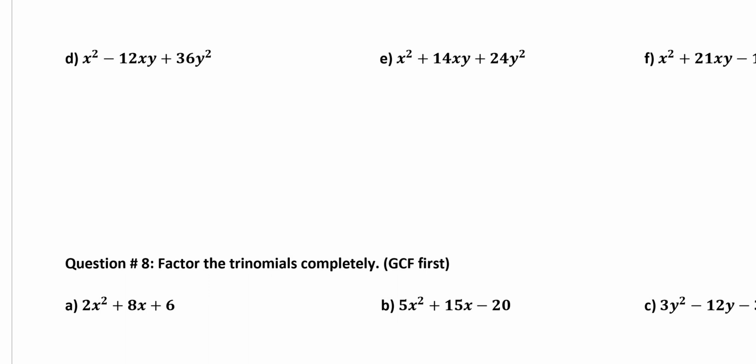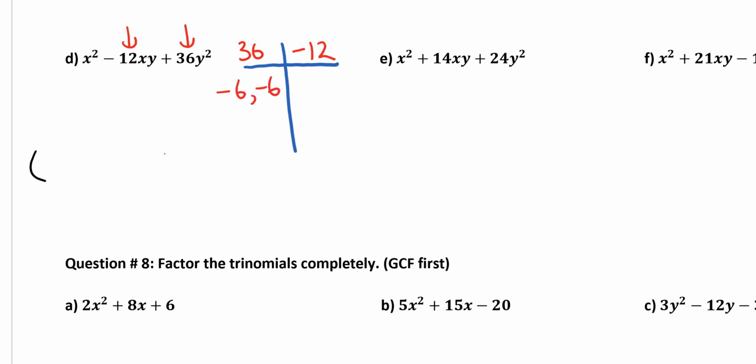For this polynomial here, there are three terms. So whenever there's three terms, I can set up a table here. My last number here is 36, and my middle number here is negative 12. So now I need two numbers that multiply to 36 and add to negative 12. The two numbers are going to be negative 6 and negative 6.